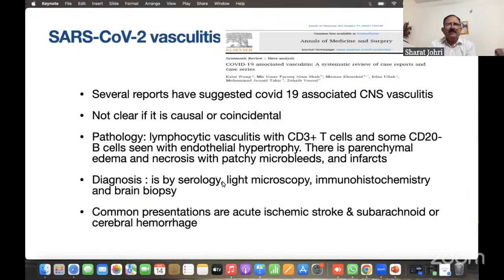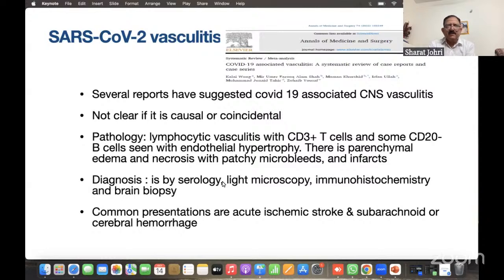So, a few representative secondary vasculitides, starting with SARS-CoV-2 vasculitis. This was one report which found that COVID-19 was also associated with CNS vasculitis. But whether it is causal or just coincidental is not very clear. The pathology is lymphocytic vasculitis with CD3 cells and some CD20 cells also found on autopsy. And there is parenchymal edema, necrosis, and patchy microbleeds.